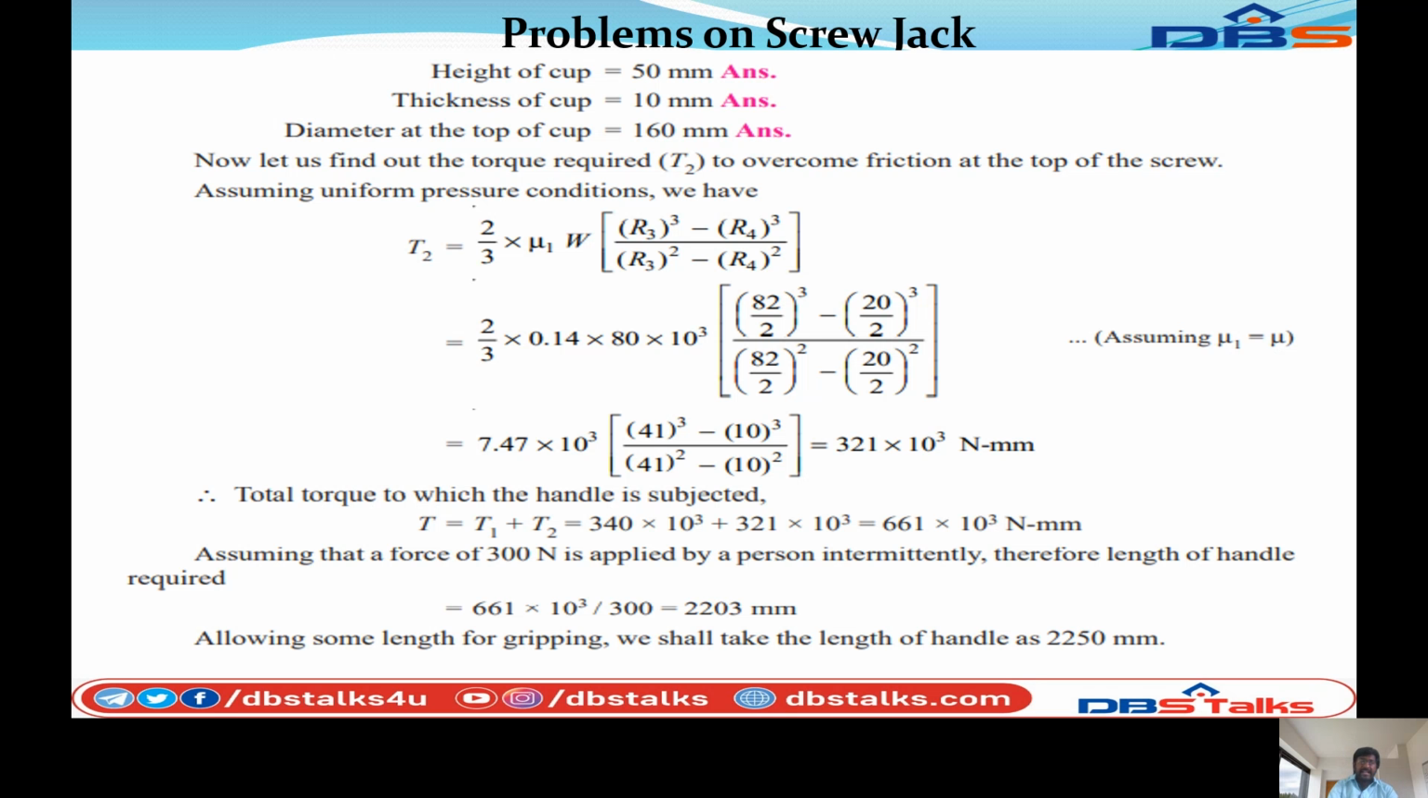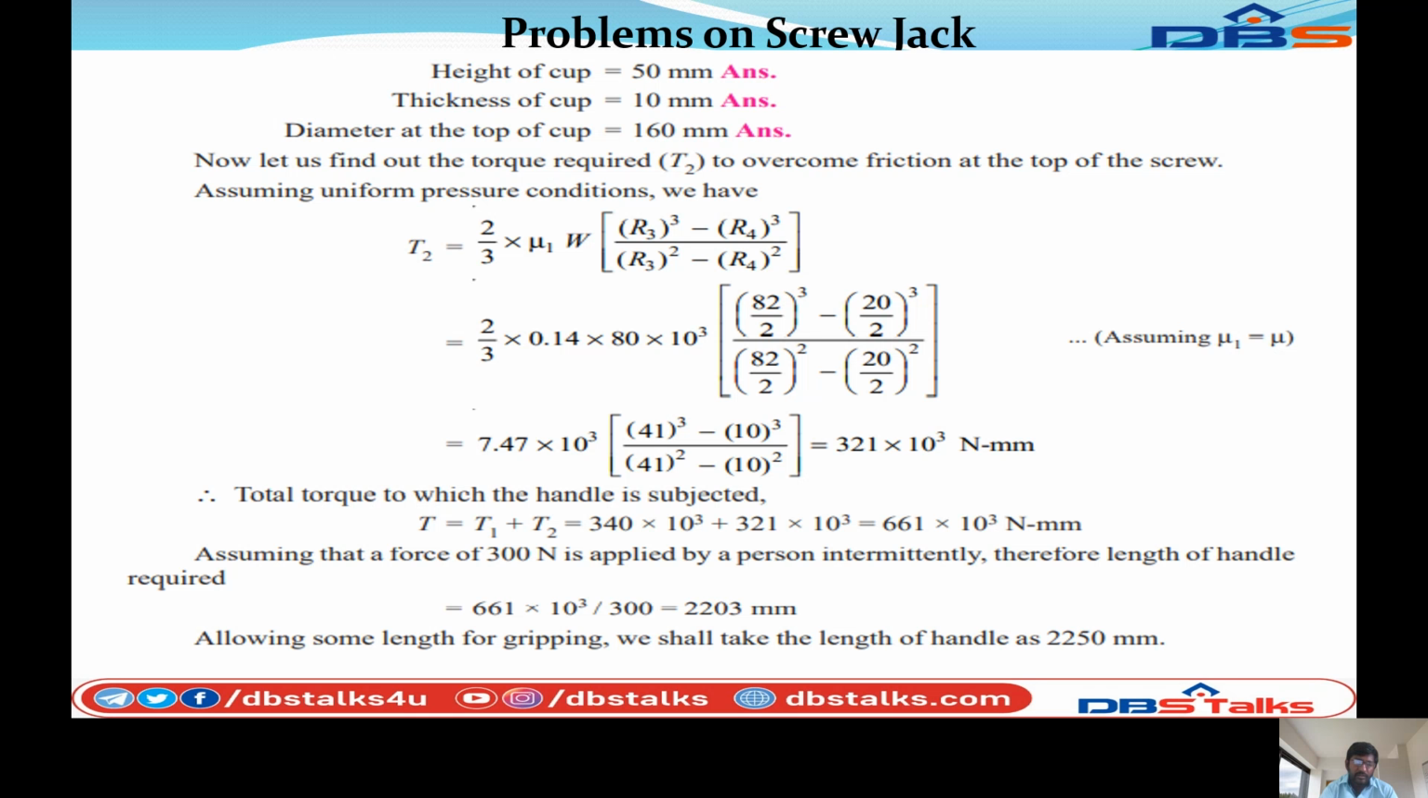Finally we can calculate the total torque to which the spindle is subjected. Total torque T is equal to T1 plus T2. T1 is 340 into 10 cube plus T2 is 321 into 10 cube. So the total torque T is equal to 661 into 10 cube Newton millimeter.